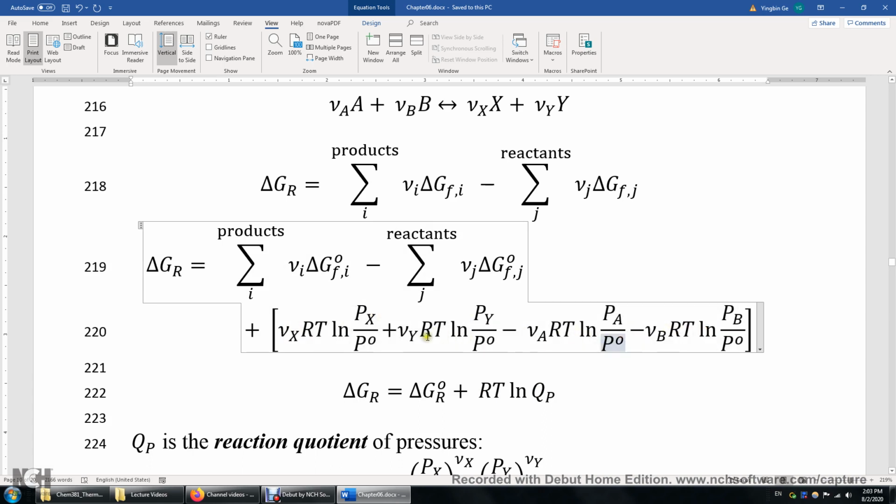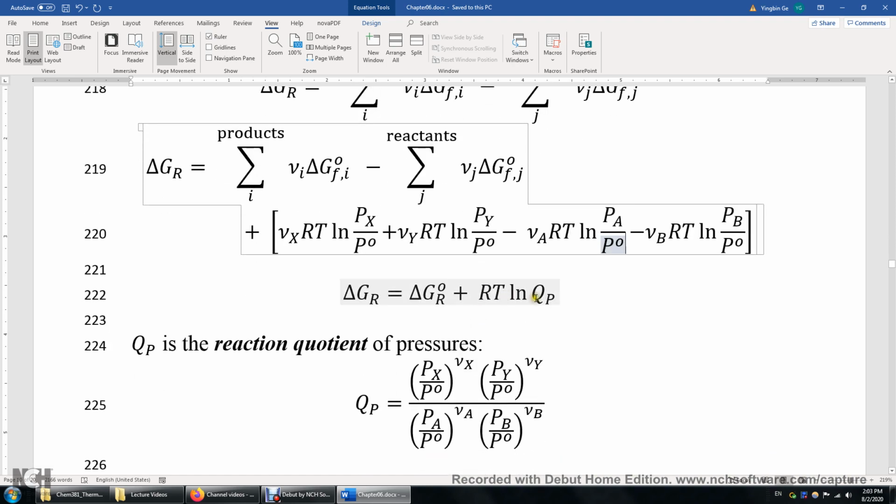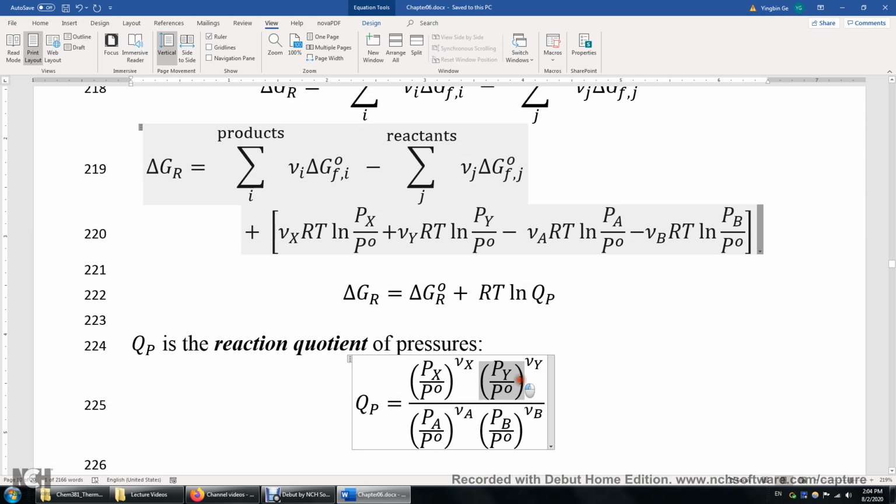But remember, when we do logarithm, this nu X, when we put this inside the logarithm, it becomes logarithm of Px over P naught to the power of nu X. And this negative sign over here tells you we need to put this on the bottom in a fraction. Therefore, this Q sub P is equal to Px over P naught to the power of nu X. This is for X, this is for Y. Products on top, reactants on the bottom. We take care of the coefficients.